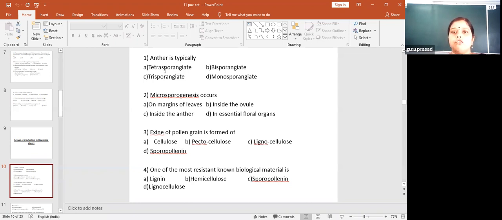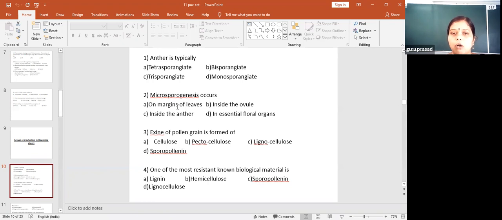Okay, the structure of the anther is typically tetrasporangiate. Next, microsporogenesis. What is microsporogenesis? The formation of microspores by pollen mother cells through meiotic division is called microsporogenesis, and it takes place inside the anther, inside the microsporangium, isn't it?